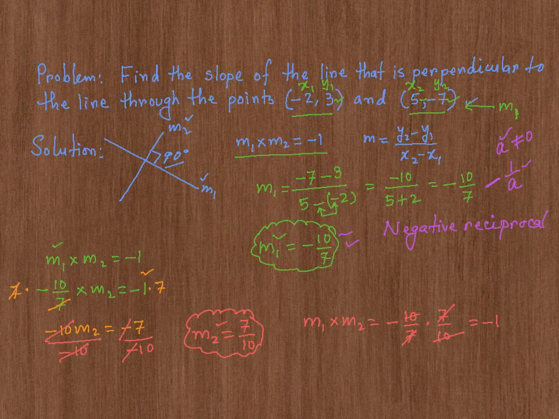So in my case, this a happens to be -10 over 7. The reciprocal of that number is going to be 1 over -10 over 7. But I don't need the reciprocal, I need the negative reciprocal, so I put a negative in front of it. Now this negative and this negative are going to cancel out. That gives me 1 over 10 over 7, which is nothing but 1 times 7 over 10, which is 7 over 10. And that's your m2.